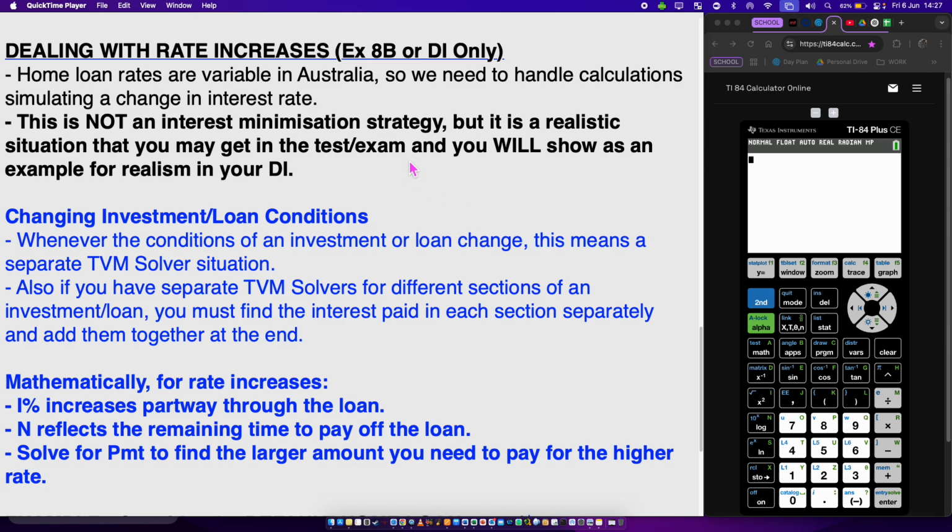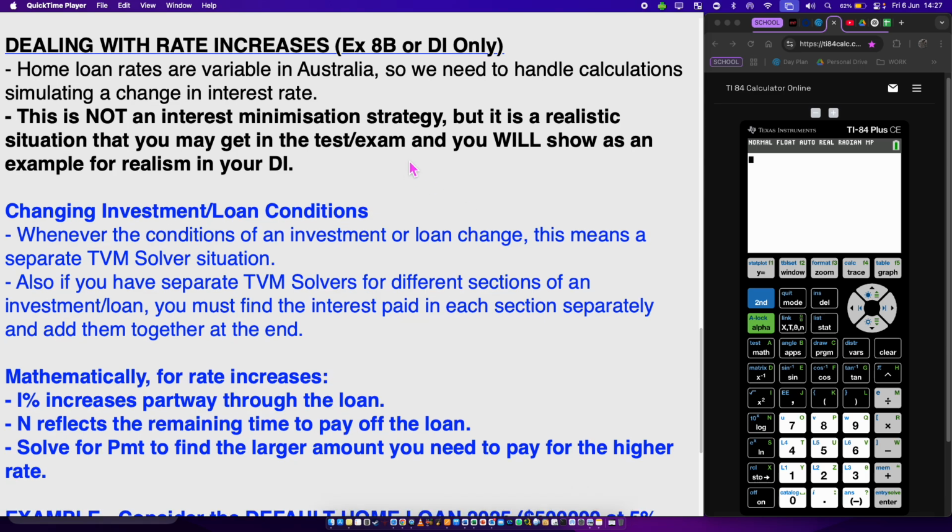So what do we need to do in the case of your DI? We need to be able to handle simulating a change in interest rate. Please be aware, this is not an interest minimization strategy. As a homeowner, you don't want the rate to go up, right? But for us to acknowledge the realism of the DI, it is important for us to acknowledge that the rate could go up because of the situation in Australia. Yes. So what we're going to do is show you how this works as a one-off. What happens if the rate increases at some point during the loan?